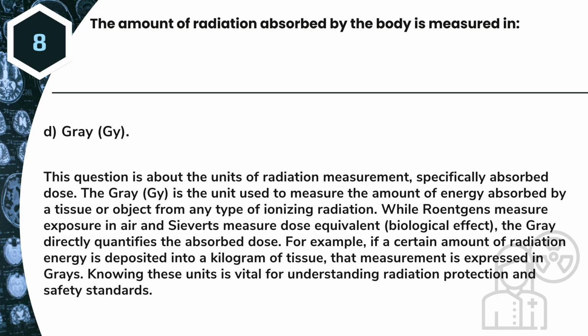Answer: D. Gray, GY. This question is about the units of radiation measurement, specifically absorbed dose. The Gray, GY, is the unit used to measure the amount of energy absorbed by a tissue or object from any type of ionizing radiation. While Röntgens measure exposure in air and Sieverts measure dose equivalent, biological effect, the Gray directly quantifies the absorbed dose. For example, if a certain amount of radiation energy is deposited into a kilogram of tissue, that measurement is expressed in grays. Knowing these units is vital for understanding radiation protection and safety standards.